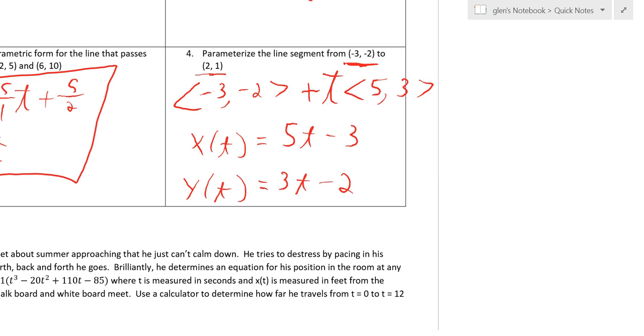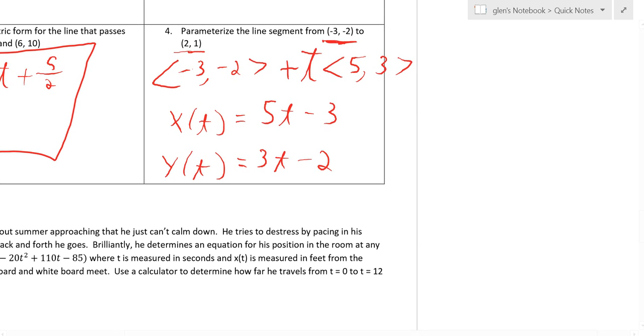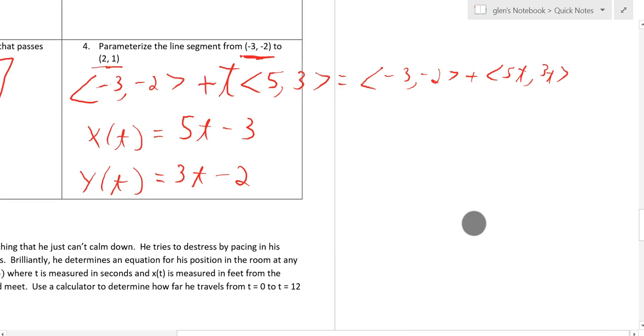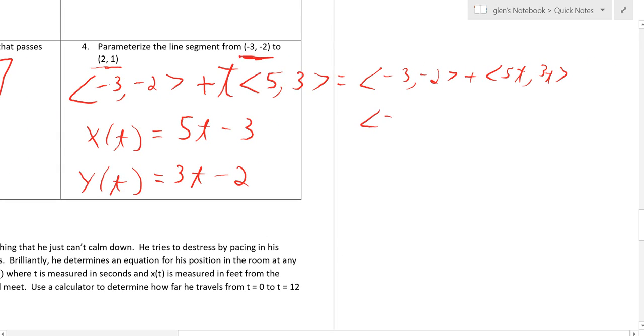You could have done the same thing we did originally. That's fine. Okay? But I'm showing you this. Let's check this out here. If we were to simplify this, this would be negative 3, negative 2, plus 5t, comma 3t. True? Then x would be negative 3 plus 5t, and y would be negative 2 plus 3t.